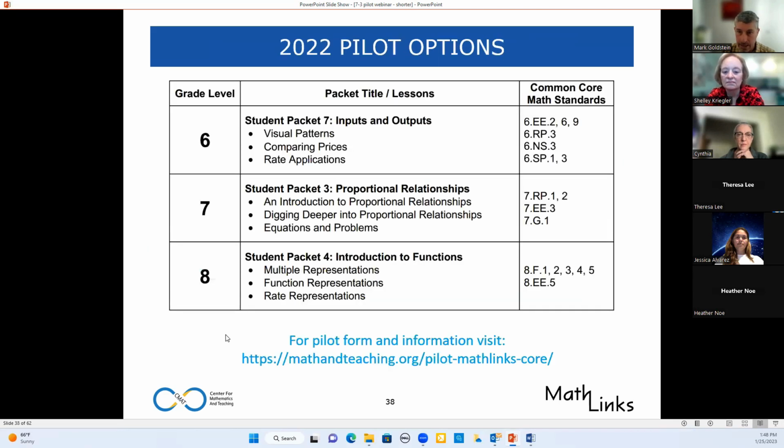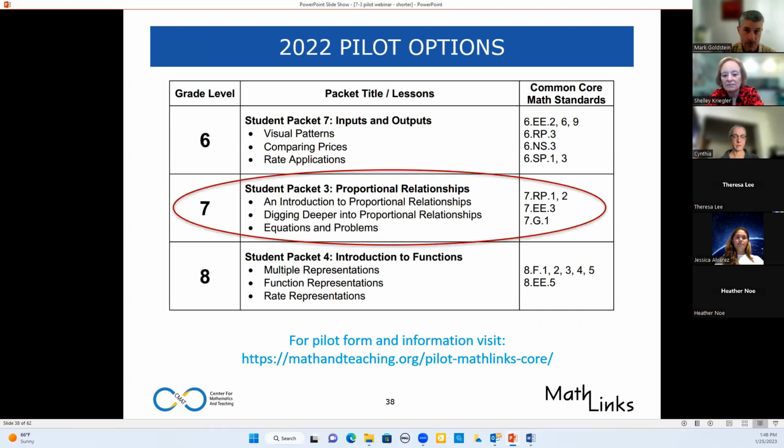And then even though we're looking at a 7th grade proportional reasoning packet right now, there are similar 6th and 8th grade options as well. We had a session yesterday that focused on the 6th grade packet. And then tomorrow is 8th grade, offered at 1:30 and 3:30 Pacific time, if you're interested in looking at the 8th grade options.